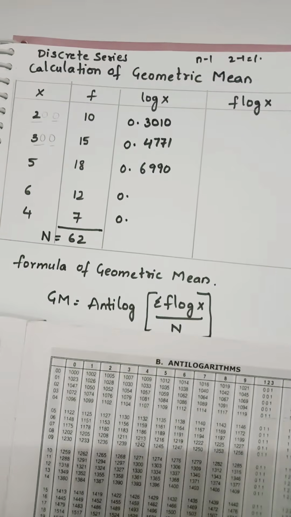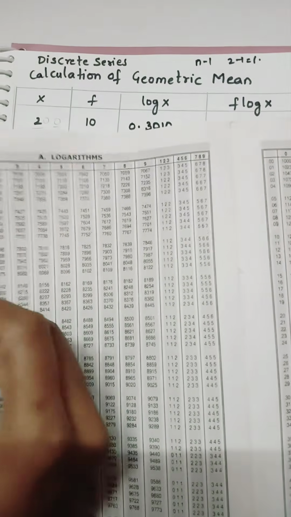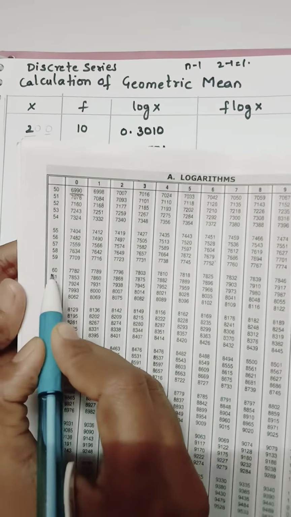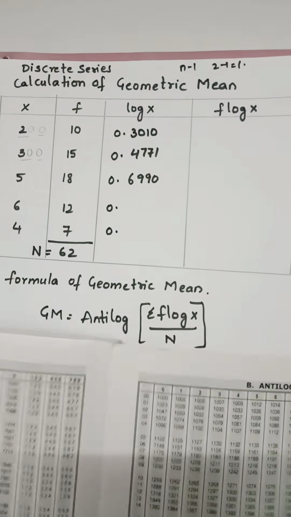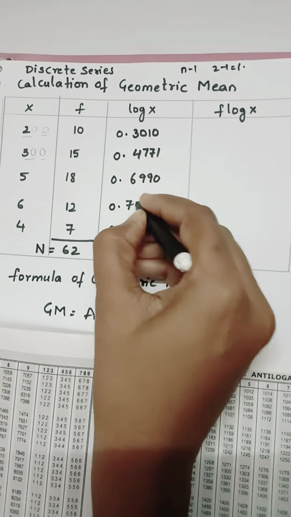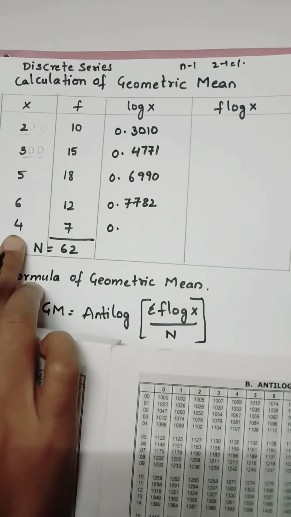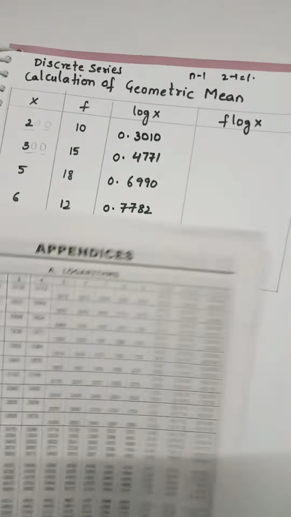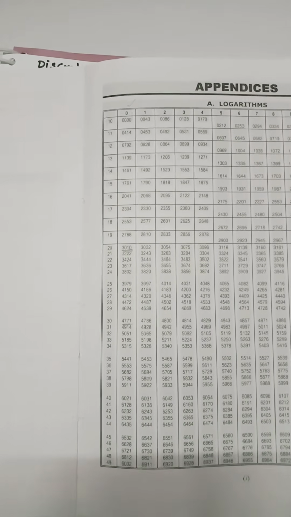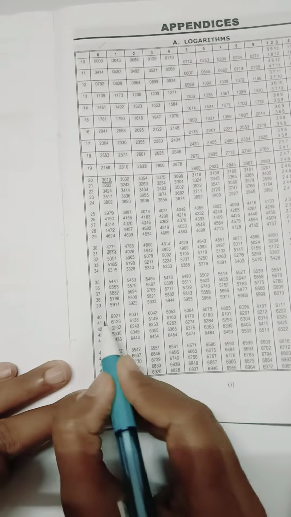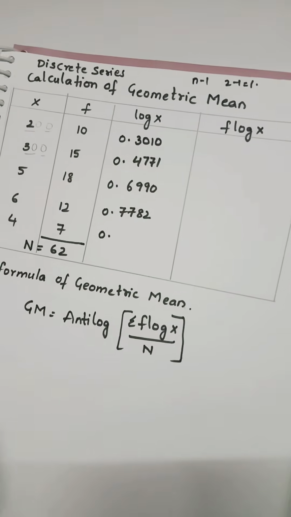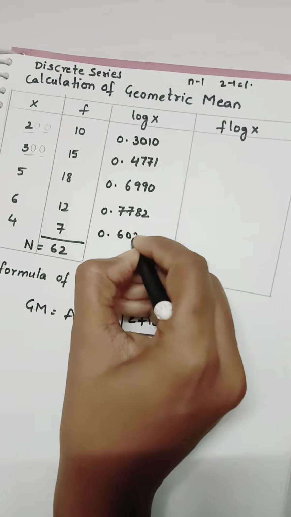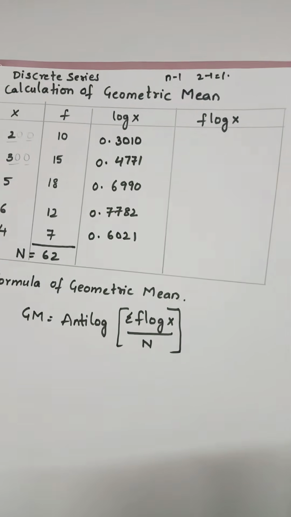The next value is 6. 6 means 60 at 0, which is 7782. Next 4. 4 means 40 at 0. See, 40 at 0 is 6021. So we got the log values as per the logarithm table.